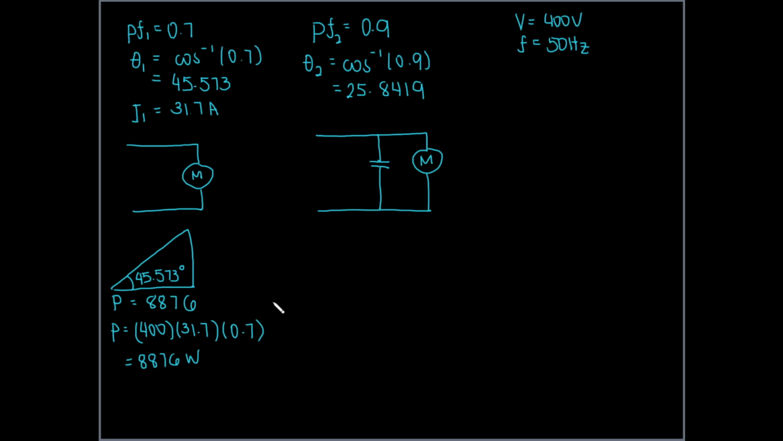Now ponder on this, guys. We install a capacitor in order to increase the power factor to 0.9, so that if I draw this triangle, we are now decreasing the angle. We now have just 25.8419.